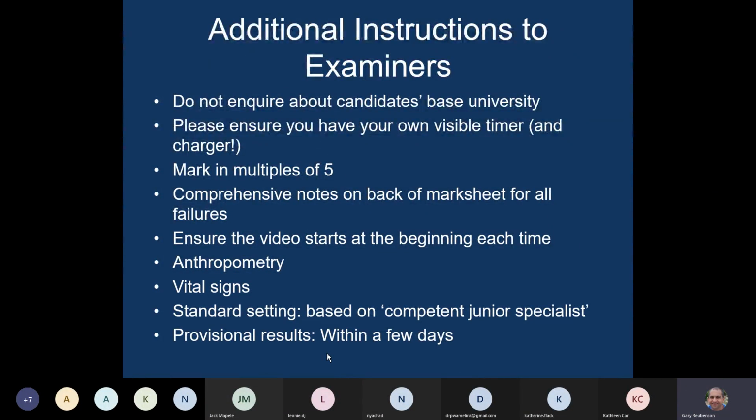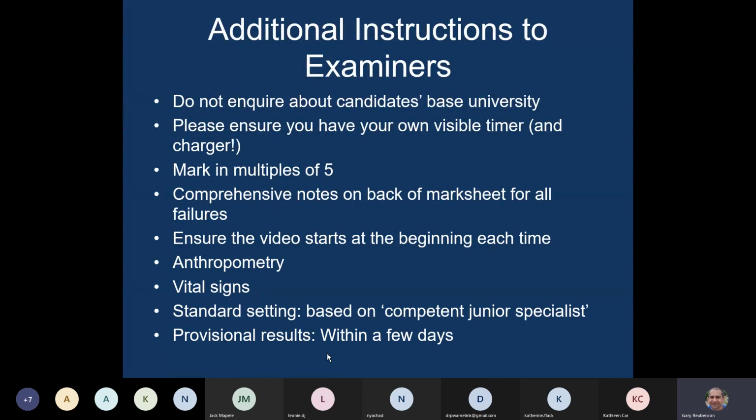What else? Anthropometry and vital signs. We'll discuss this in the particular stations, but sometimes they'll be given outside. Sometimes you'll ask for them and be given the actual numbers and need to plot them, but usually when you ask for anthropometry, you'll be given Z scores.